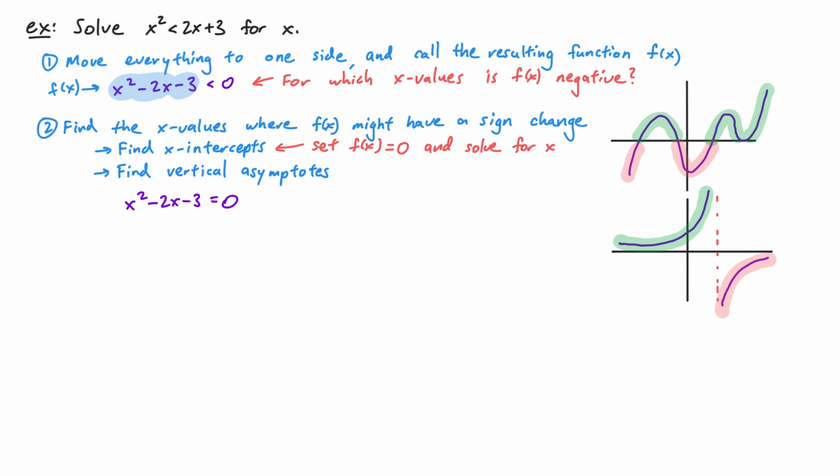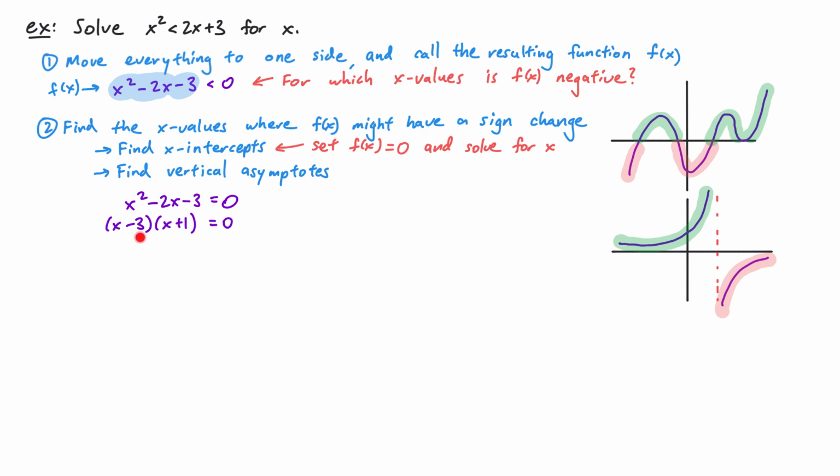To solve this equation, we're going to try to factor this polynomial on the left-hand side. We'll need two numbers that multiply to -3 and add to -2. Two numbers that multiply to -3 and add to -2 would be -3 and +1. So our function factors as x minus 3 times x plus 1, and this is equal to 0.